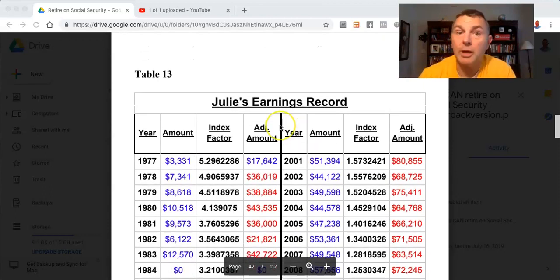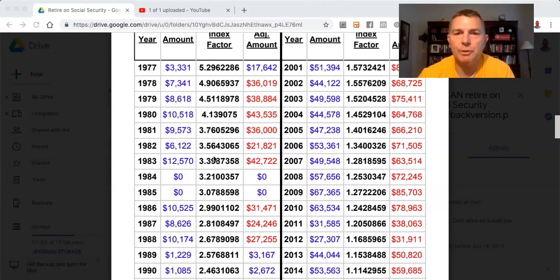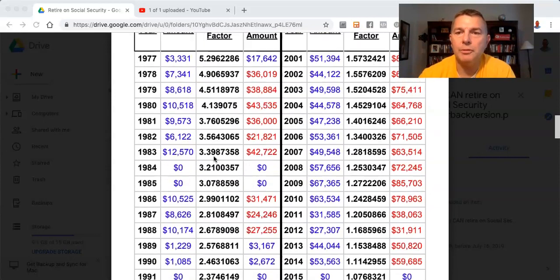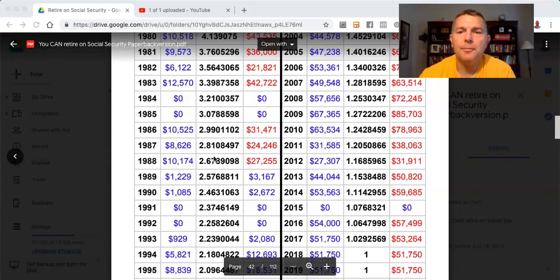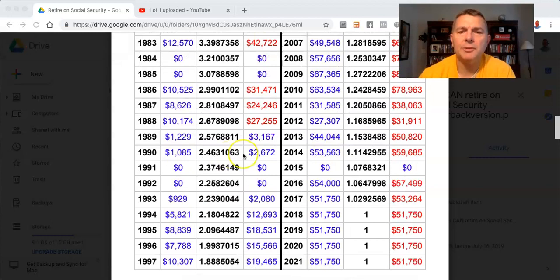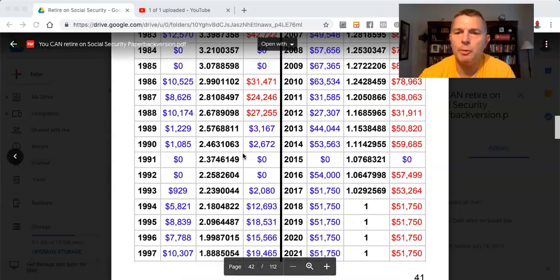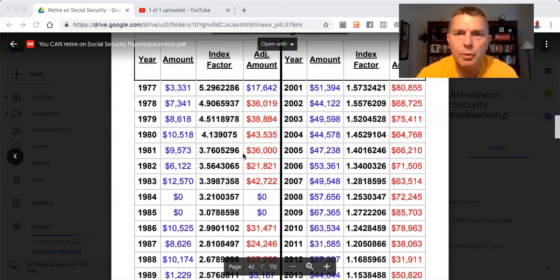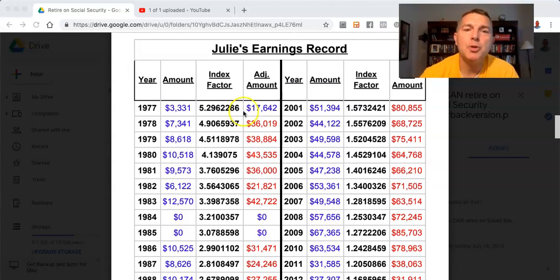We've got Julie's earnings record, all right? So as you can see, $3,331 in 1977. Actually, I switched the numbers around. So what did I do here? It looks like we're using red. I guess the red ones are what we're using and the blue ones are what we're not. Okay, so we're using red. Last time I said we're using blue, not red, and here we're using red, not blue. That's confusing, but I probably won't change that. But anyway, Julie's earnings record.